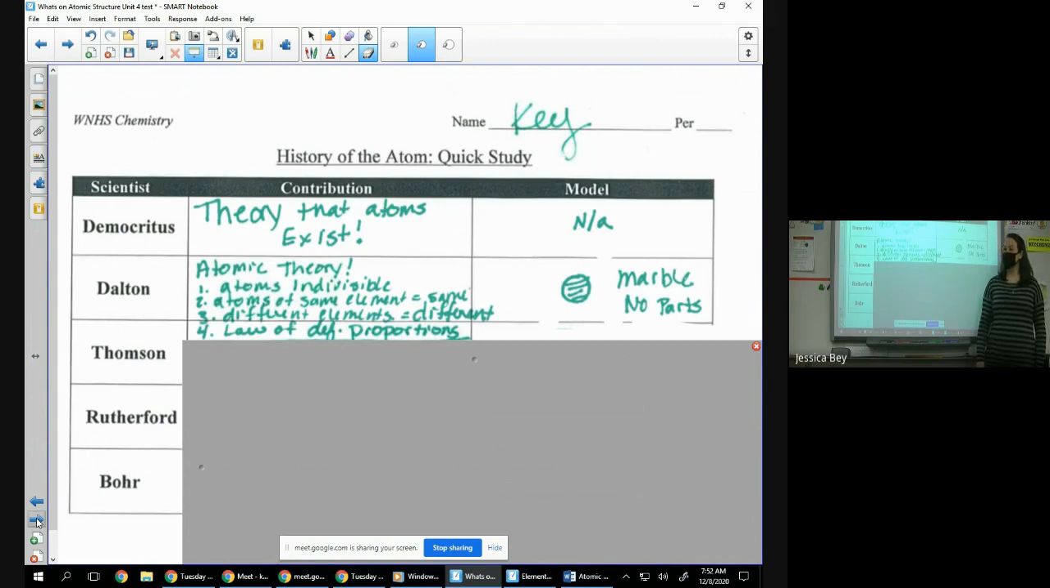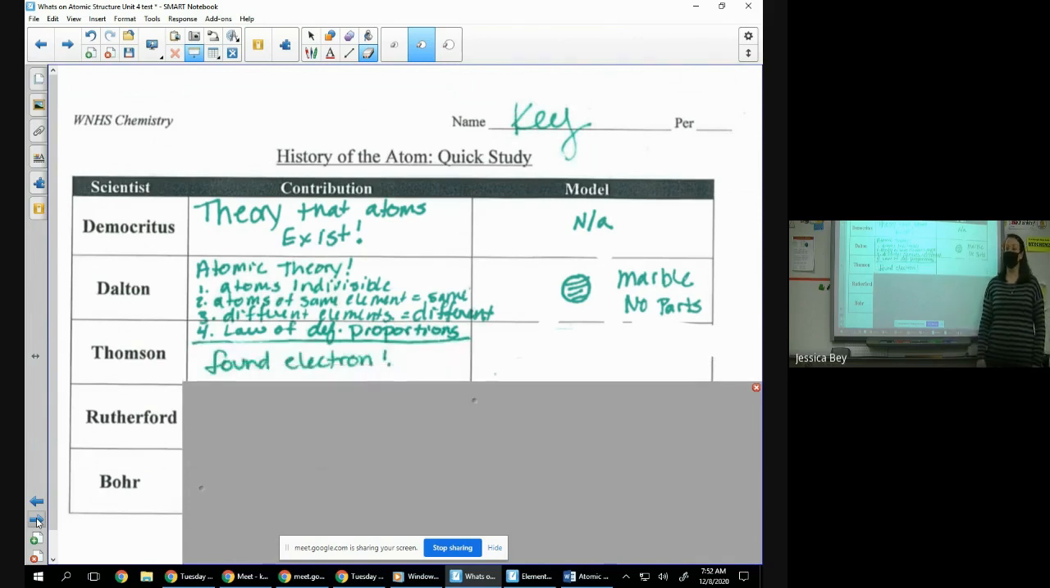Awesome. Then Thomson came along and found the first part of the atom. What did he find? What did Thomson find? Talk to me. Electron. He found the electron. And he found with the cathode ray tube these electrons that can come out of the atom.